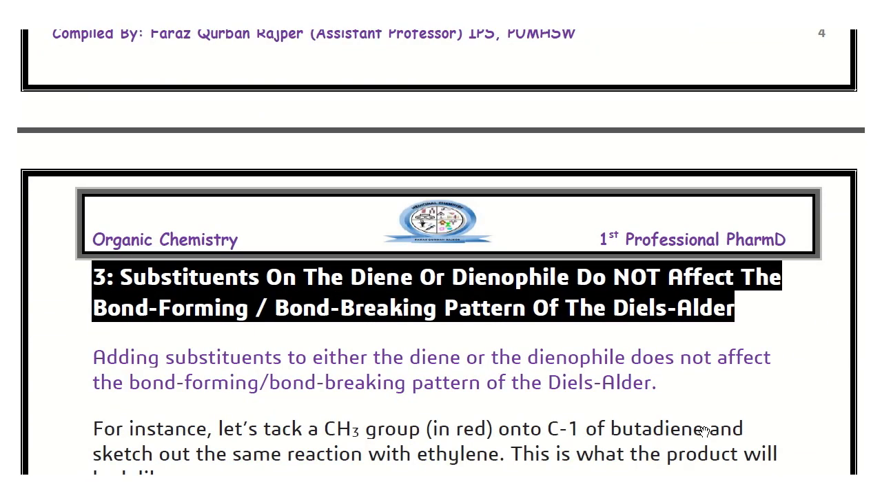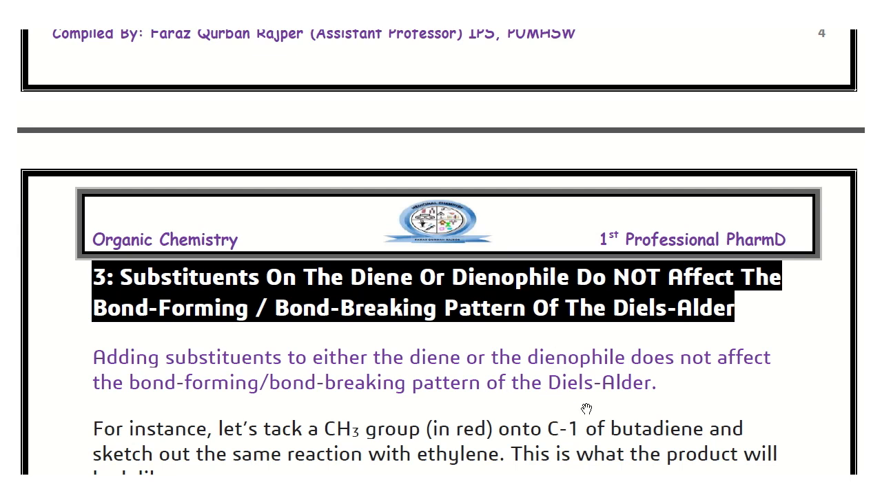The third condition is that the substituent molecules that are going to be substituted on the diene or dienophile do not affect the bond forming or bond breaking pattern of the Diels-Alder reaction. This is indicating what? The substituent can be an electron donating group or an electron withdrawing group, which are going to be substituted on either the diene or dienophile. They do not have any effect. They do not affect the bond forming, bond breaking process of our resultant product.